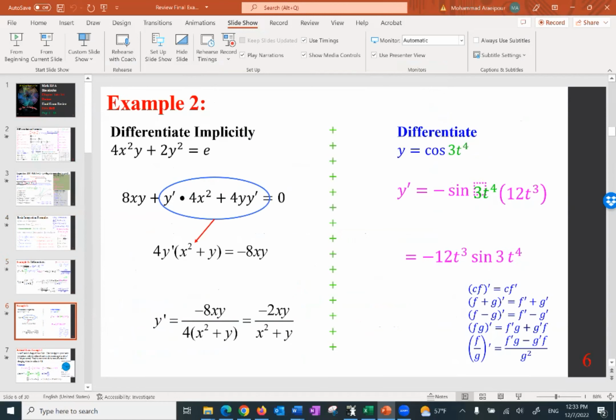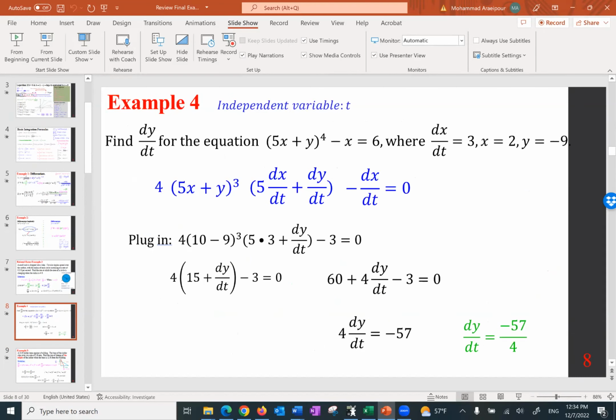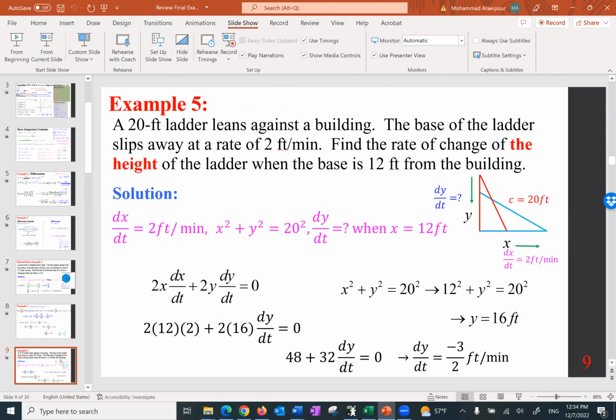differentiation using the chain rule, implicit differentiation, sinusoidal functions and their derivatives, related rates. It's important whenever we deal with word problems to have a drawing defining our variables and moving on. Related rates in this case, of course, uses implicit differentiation. And in other related rates, I hope you realize the importance of having defined our variables and the diagram.